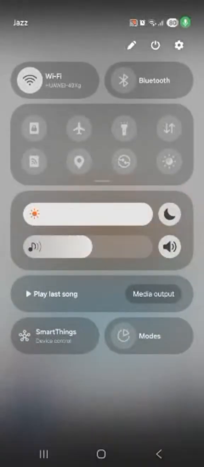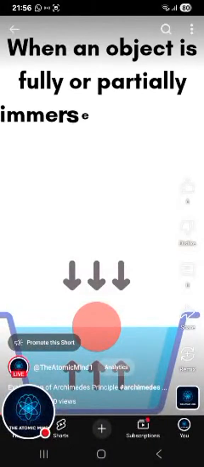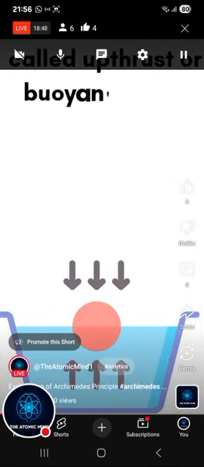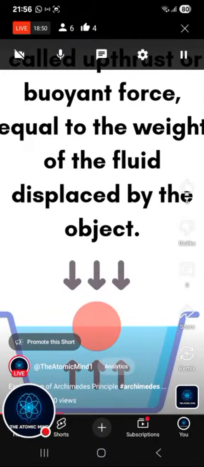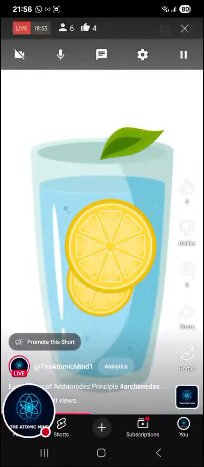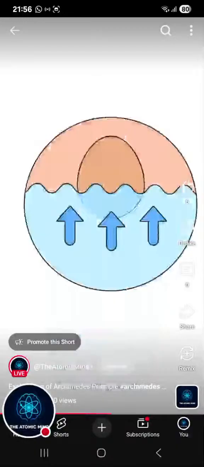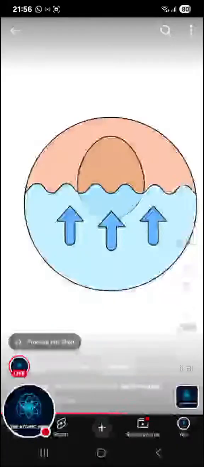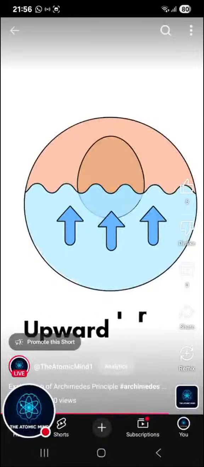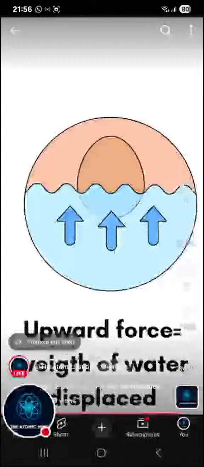Archimedes' principle. When an object is fully or partially immersed in a fluid like liquid or gas, it experiences an upward force called upthrust or buoyant force equal to the weight of the fluid displaced by the object. What does it mean in simple words? When you put something in water, the object pushes water out of the way. This is displaced water. Water pushes back with an upward force. This upward force is called buoyant force. And the amount of upward force is equal to the weight of the water that the object pushed away.